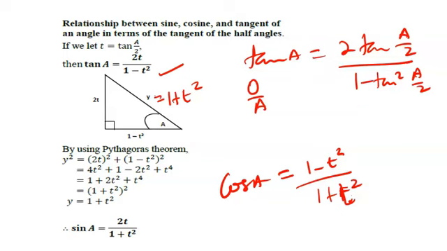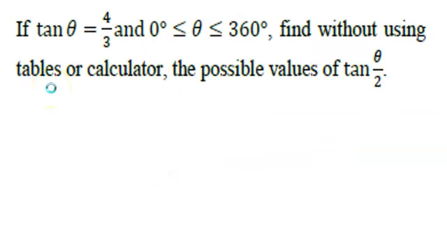So let's look at it. I have a question here. If tan theta is equal to 4 on 3 and 0 degrees is less or equal to theta less or equal to 360, we have to find, without using tables or calculator, the possible values of tan theta on 2. Okay. Now we see this guy here, tan theta on 2.